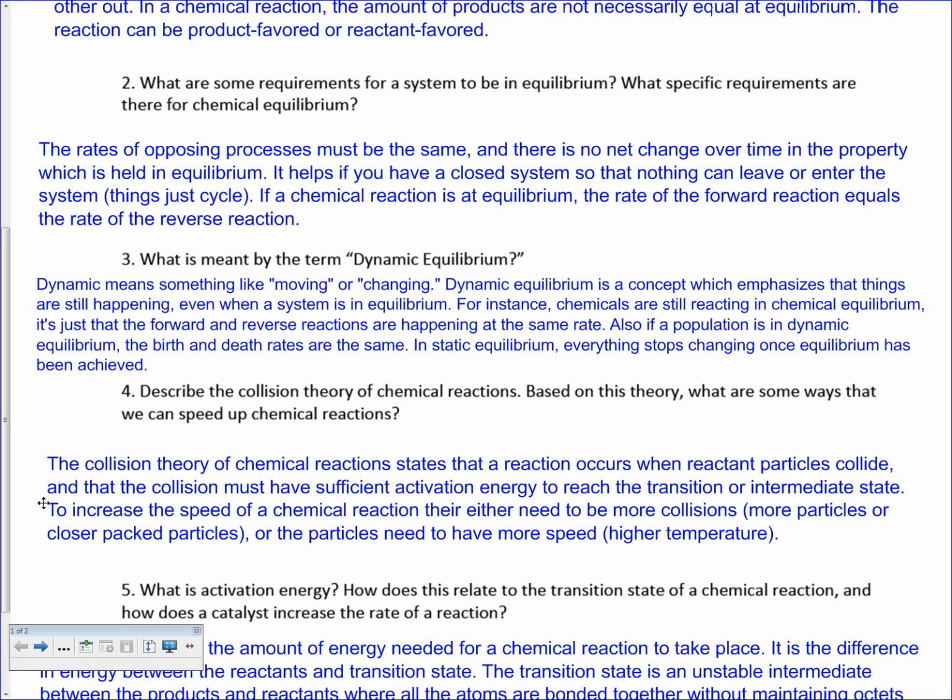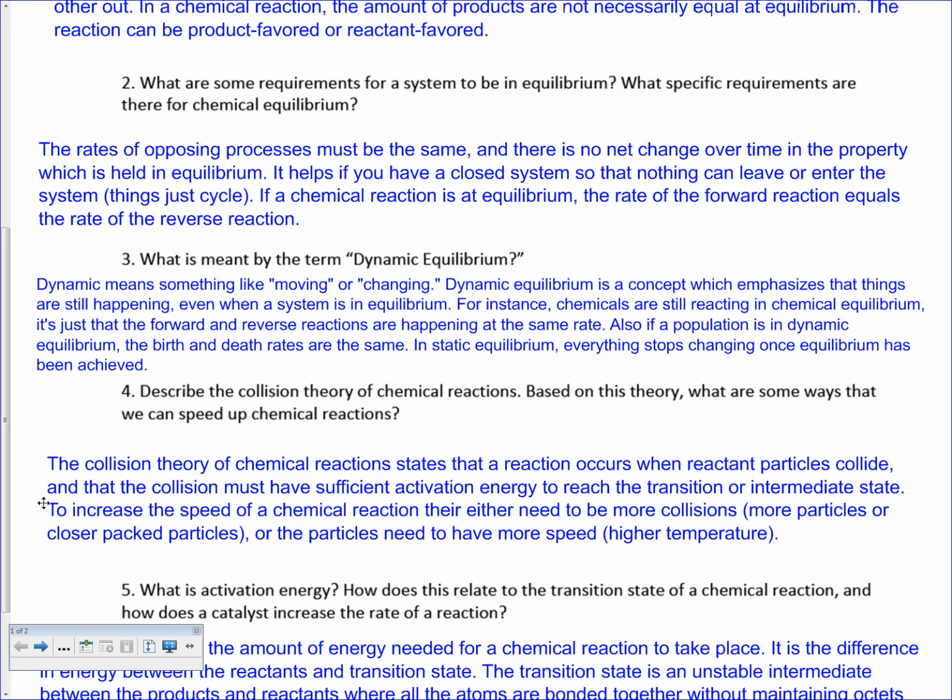I'll talk a little bit here in the next question about the collision theory of chemical reactions, but what's happening here is that there are still atoms hitting each other. They're still going into that transition state. They're still creating products or reactants, and as I said, things are still happening. There's still action going on.